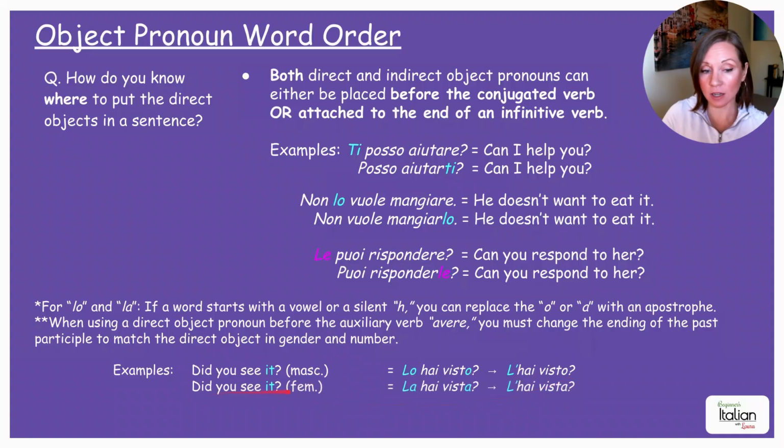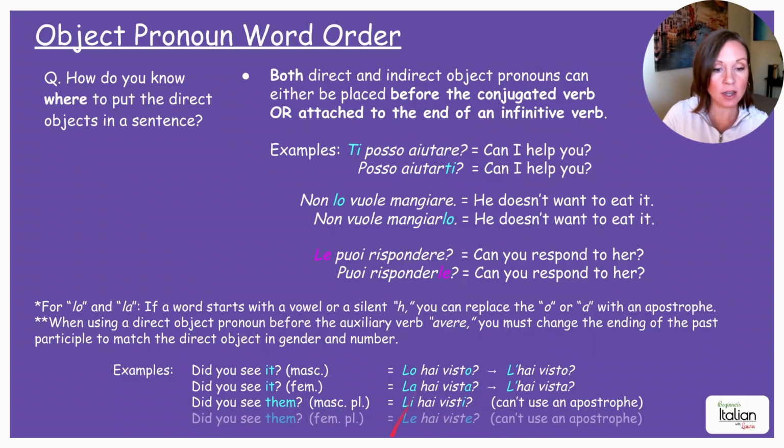Okay, if it's feminine, did you see it? If it's feminine, we have la hai vista, becomes l'hai vista. So it's the same thing, L apostrophe, and then the A here corresponds with la. Did you see them? Masculine plural would be li hai visti. So visti corresponds with masculine plural, but you cannot use an apostrophe. So you cannot replace li with l', only if it's lo or la.